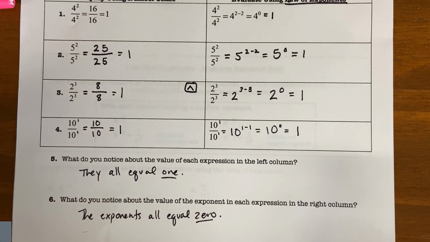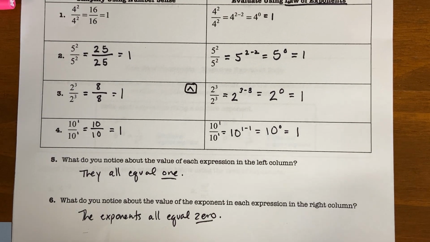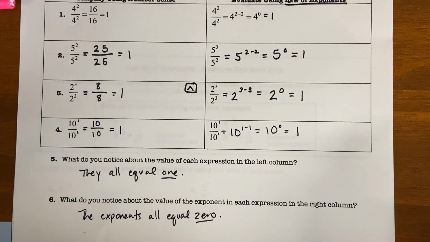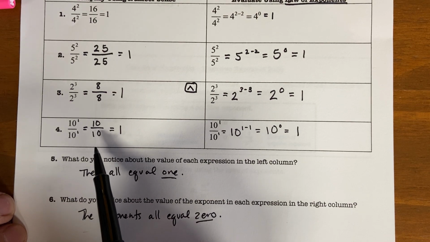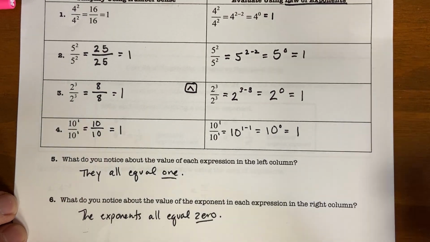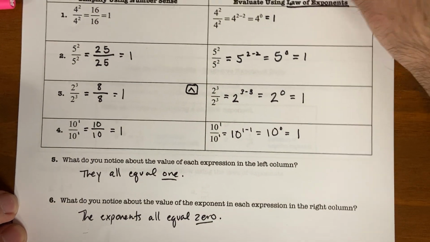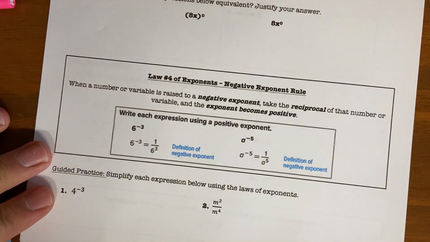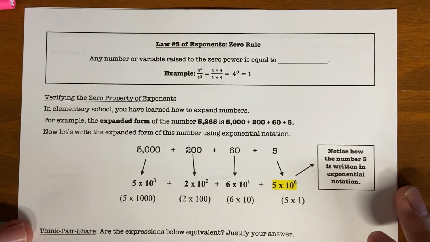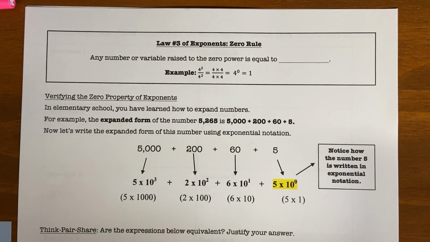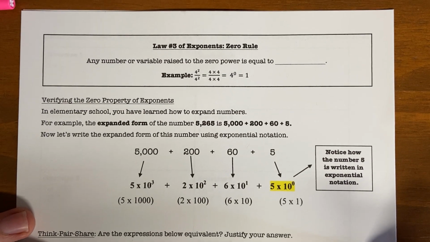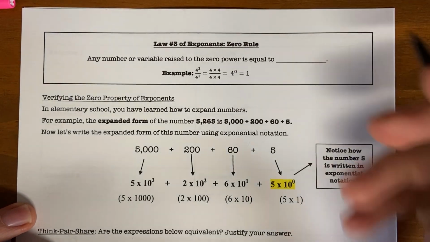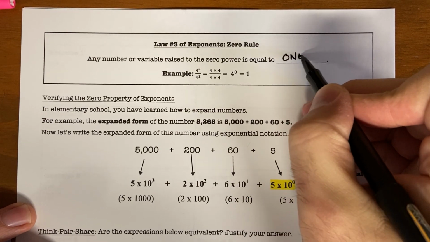So let's think, what rule can we apply given these 4 examples? If on the left-hand side, they're always equal to 1, and on the right-hand side, the exponents are always 0. Well, if you guessed it, you are correct. Any number or variable raised to the 0 power is equal to 1.